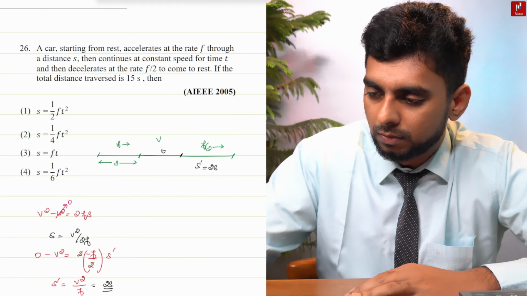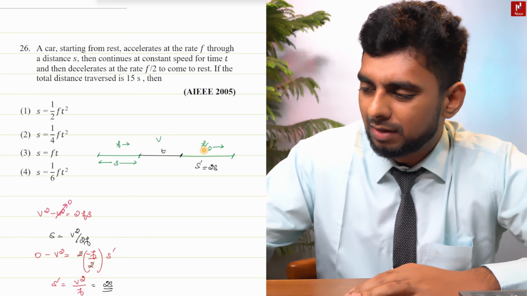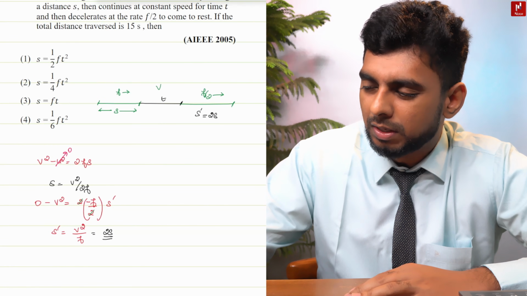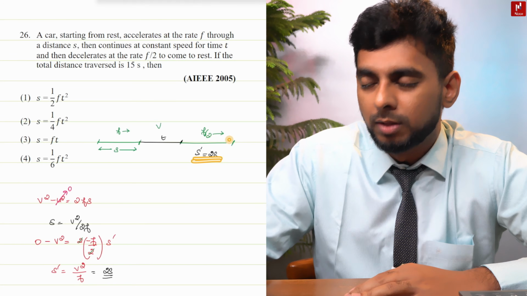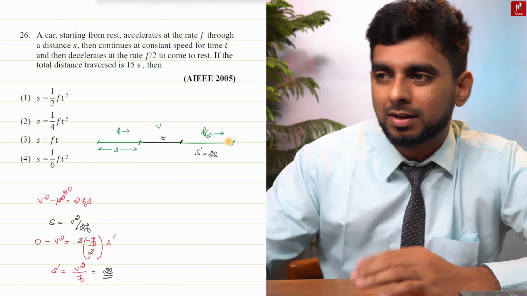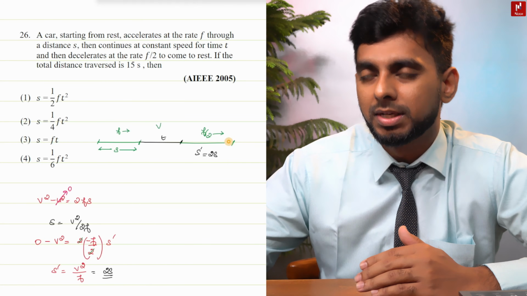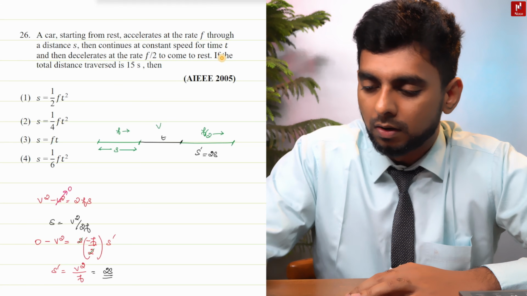You shouldn't have any doubt. It has to be obvious. Even if you do not want to use this equation, just by logical thinking, you would be able to get this. It has to be double because the deceleration is half of it. Therefore, the distance covered is going to be double, right? So that's the logic. Okay.